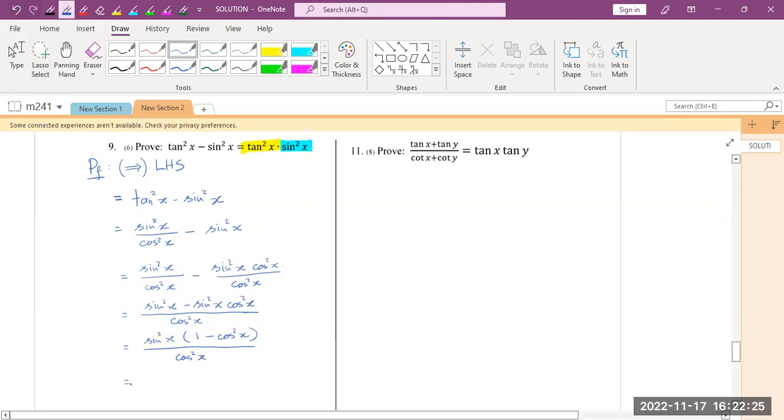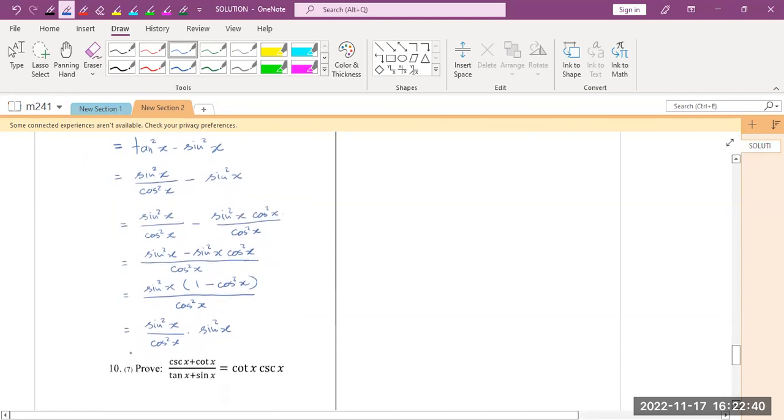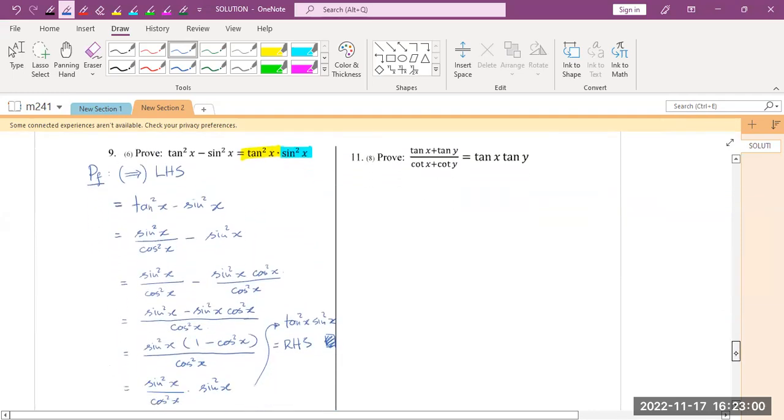Let's execute this. This is sine squared x over cosine squared x times sine squared x. You see the way I write it? Okay, which is equal to, let me go here, which is equals to tangent squared x times sine squared x, which is our right hand side, and therefore that's the end of the proof. Okay, now that's for number 9.